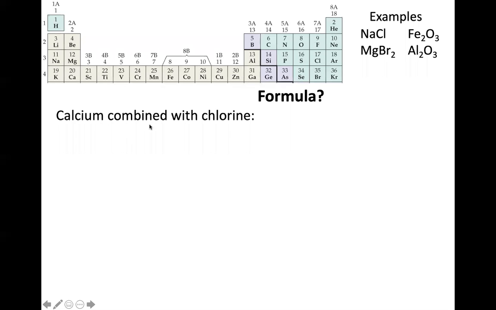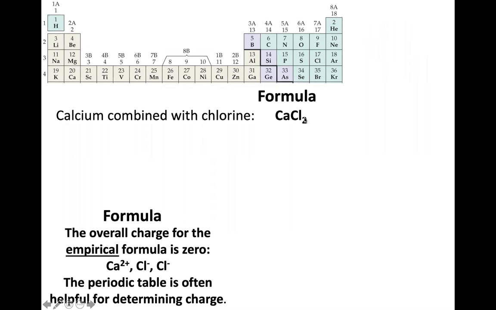So if I have calcium combined with chlorine, let's say I'm making an ionic compound out of that. How would I do it? Well, calcium, I know is going to be +2 because it's in my +2 column. Chlorine is going to become chloride, which is in my -1 column. So I know that this has to be the formula, because the overall charge is going to equal zero. Calcium is in my +2 column.